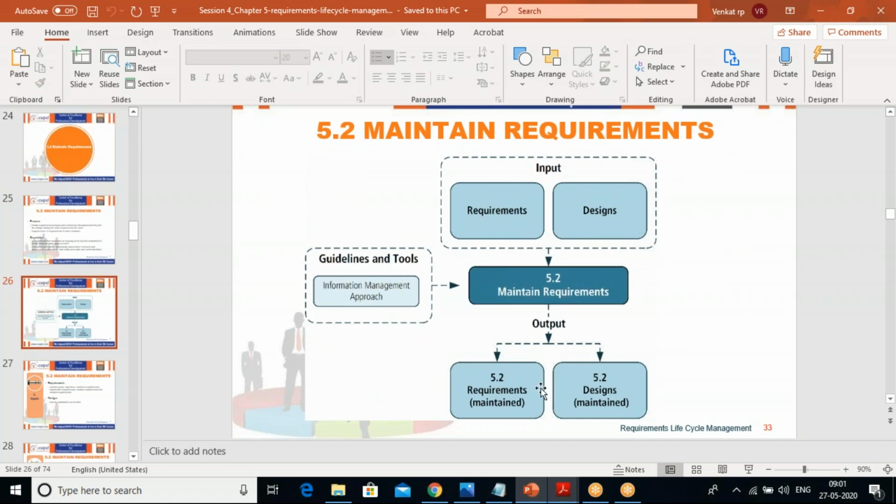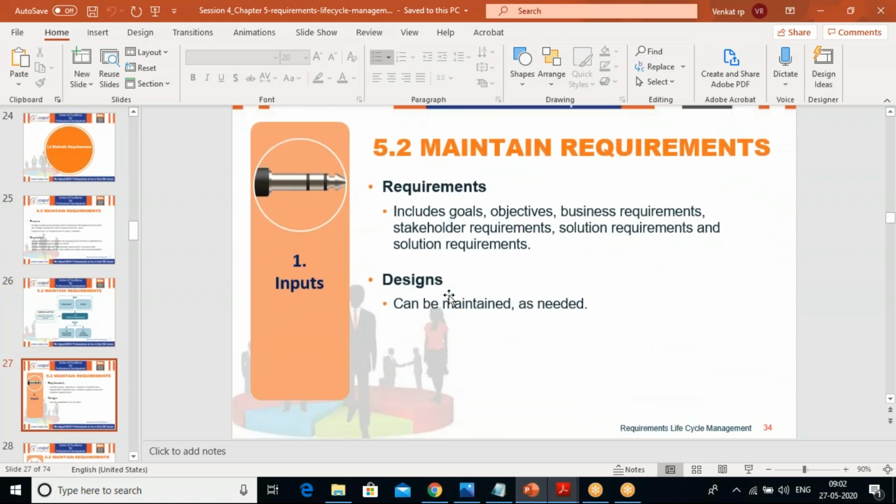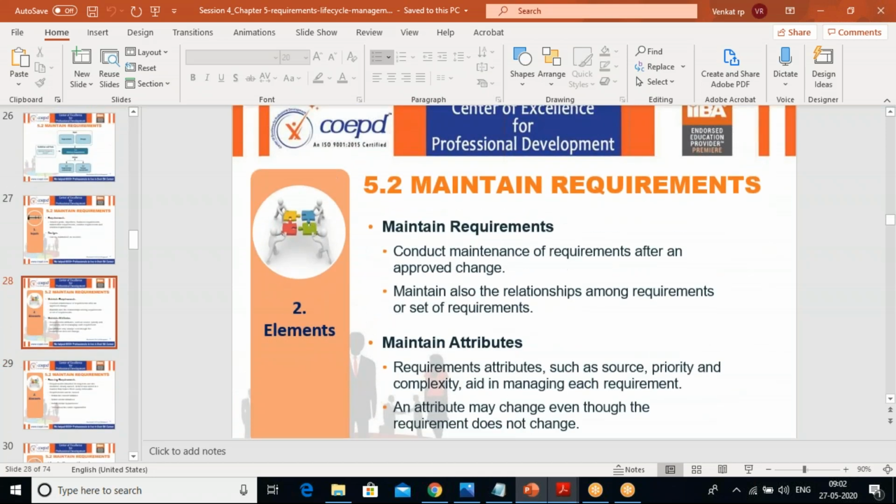They maintain the requirements, and the output would be requirements maintained and design maintained, and the guideline used here is the information management approach. Okay, now let us try to see the elements of it. Number one, we are going to maintain the requirements. So how are we going to maintain the requirements?